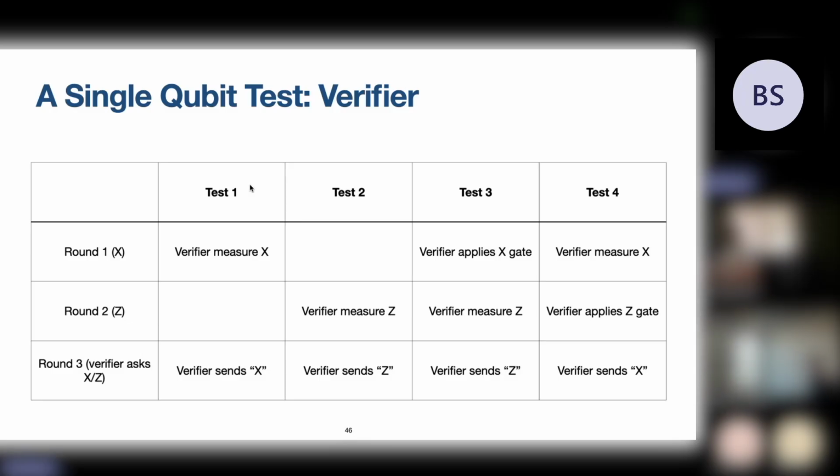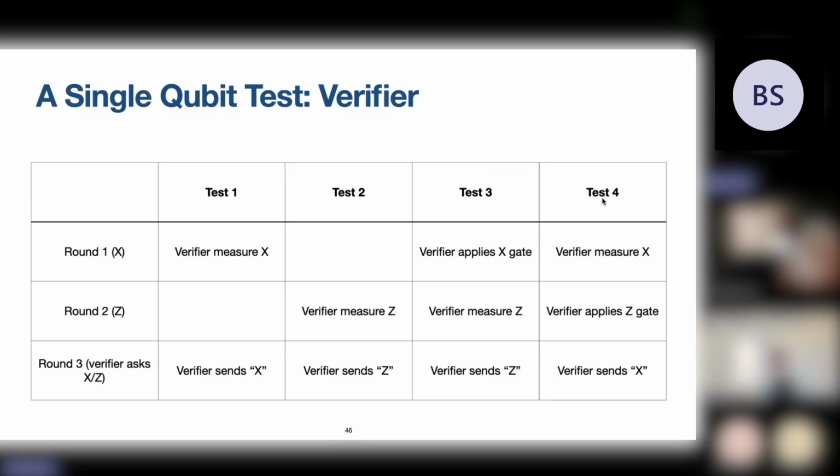And in the second test, the verifier measures under the computational basis in the second round, and in the third round sends Z. So this is another consistency test. The third consistency test is a bit weird. In the first round, the verifier applies an X gate, and then in the second and third rounds, the verifier measures under the Z basis.